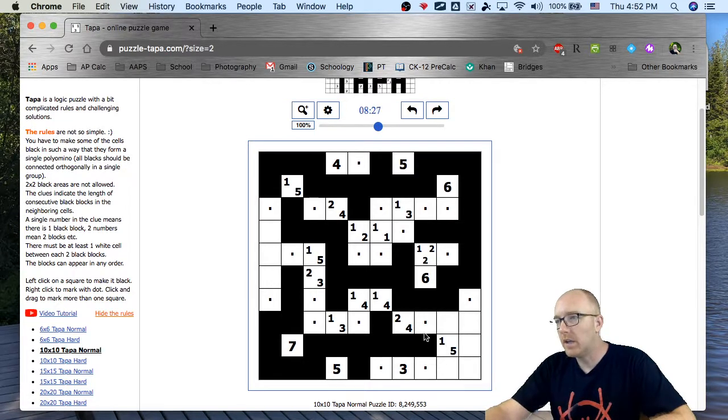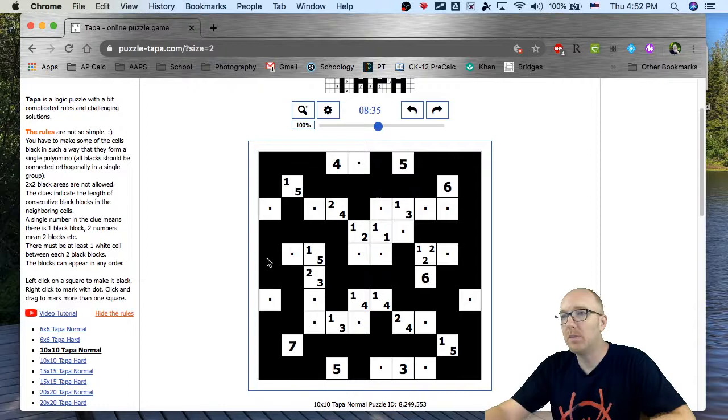We have a 1 that's all by itself, and then 1, 2, 3, 4, 5. Notice this is not connected. So how do we do that? Boom, boom, boom, and now everything is connected.